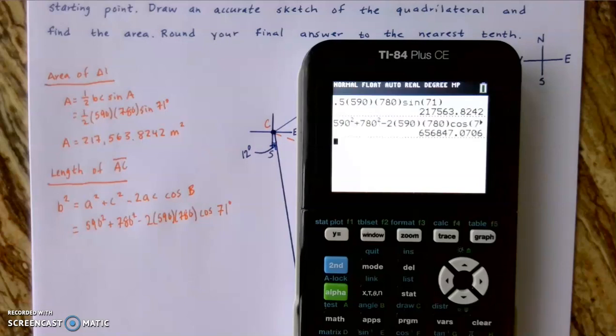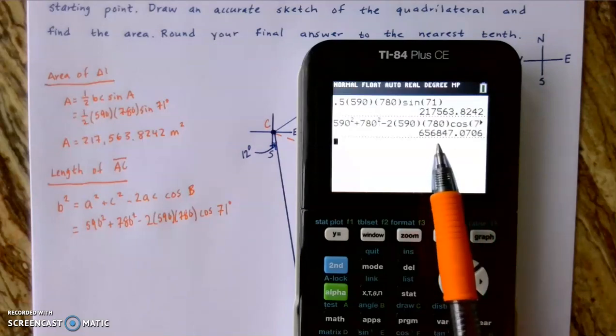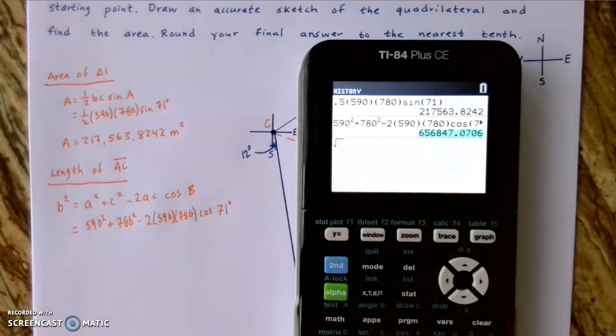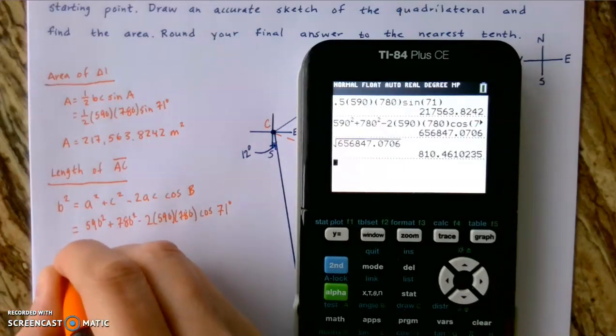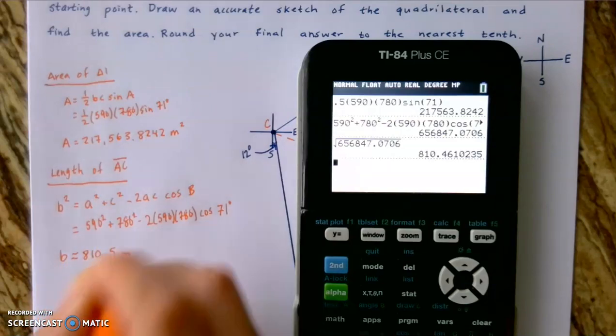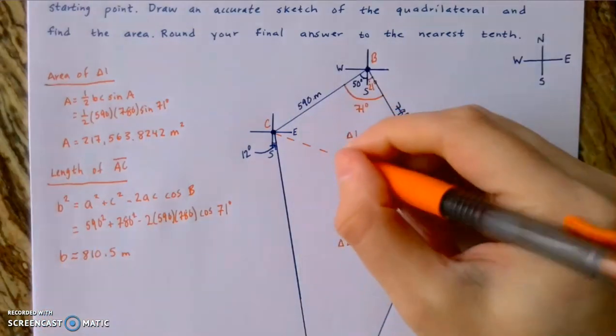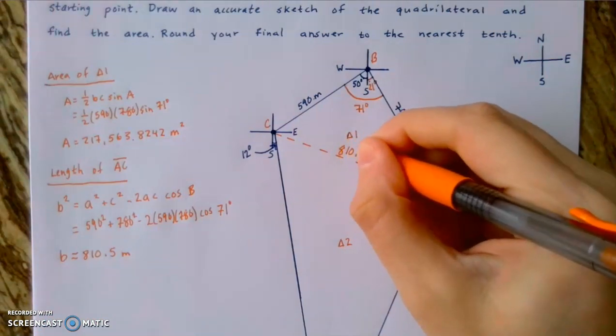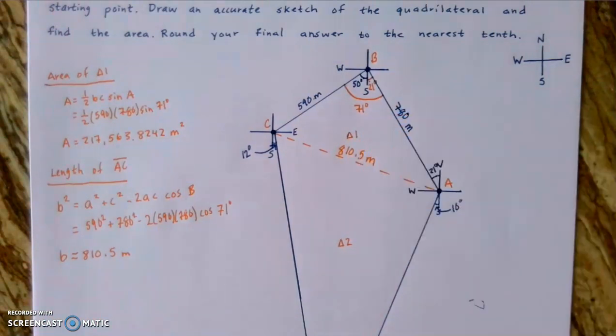And we get this huge number, but remember that that's B squared, so I need to square root that value. Alright, so I get side B is approximately 810.5 meters. Alright, so that's what we have here, 810.5 meters, and that's approximate, and unfortunately in a problem like this, we're not going to be able to avoid rounded answers.